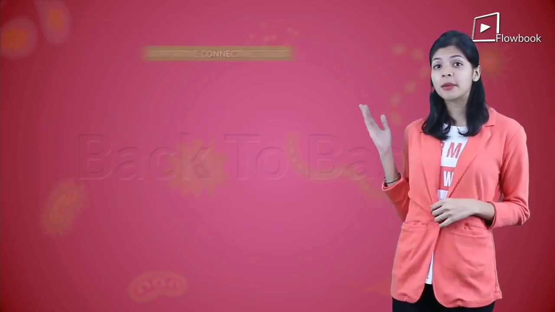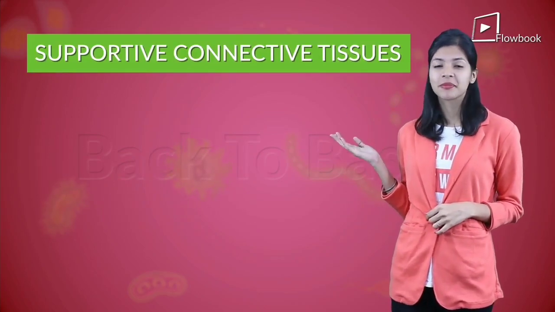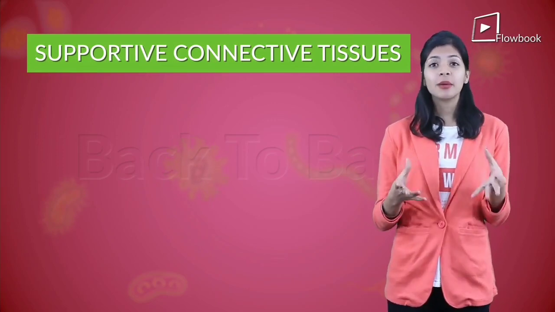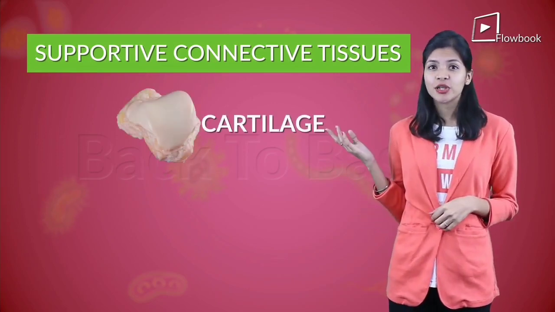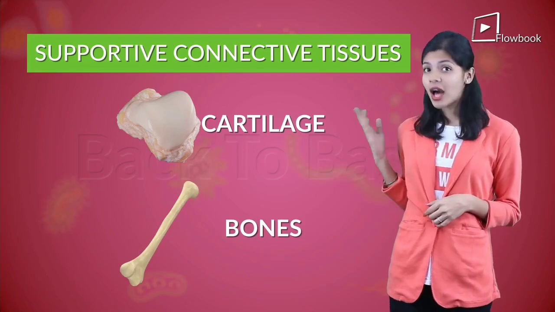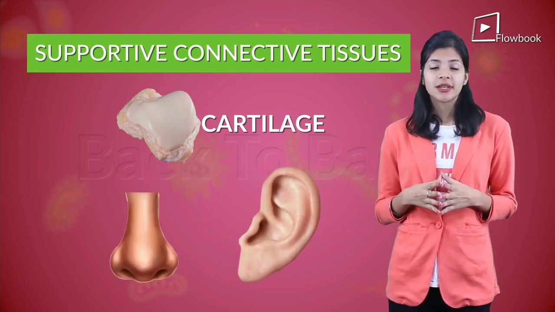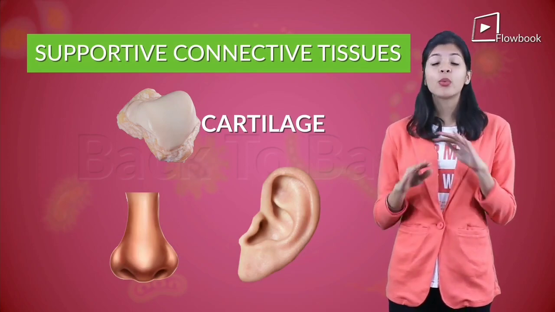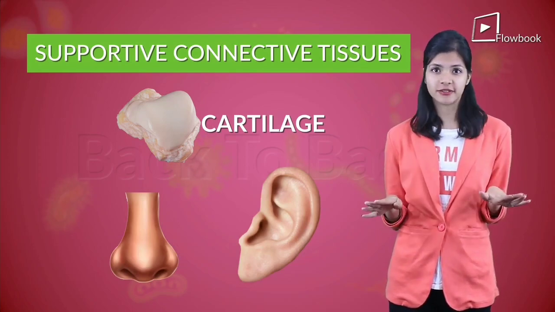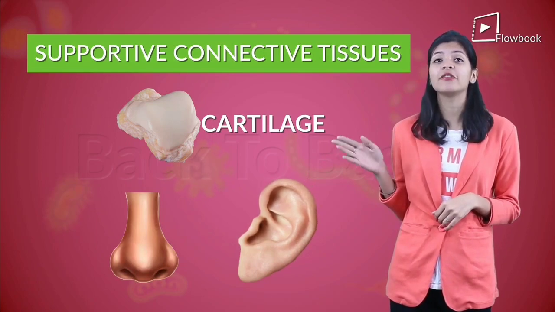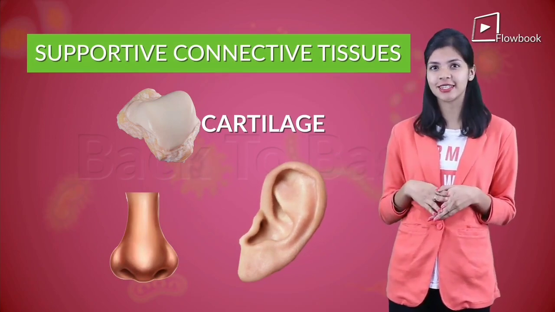Secondly, we have supportive connecting tissues. As the name suggests, they provide support, like the cartilage and bones. Cartilage is found in your nose and ear. They have a solid matrix with no blood vessels or nerves, and they can be bent in any which way, which means that they are elastic in nature.